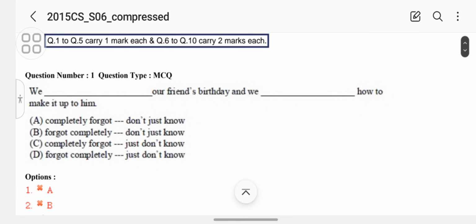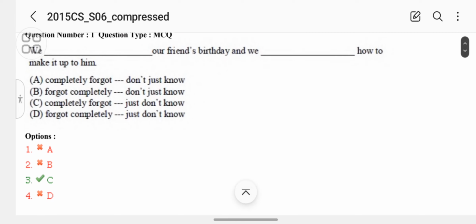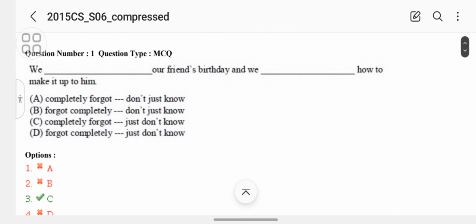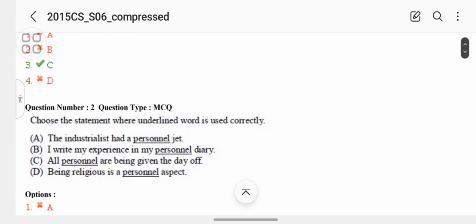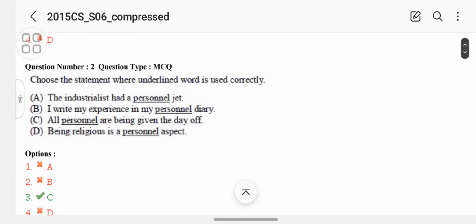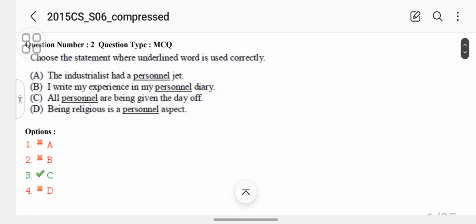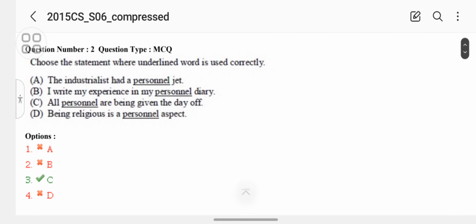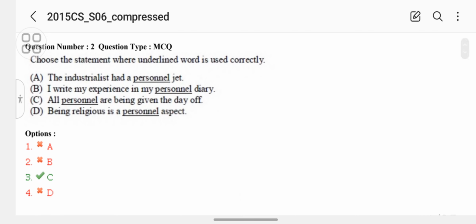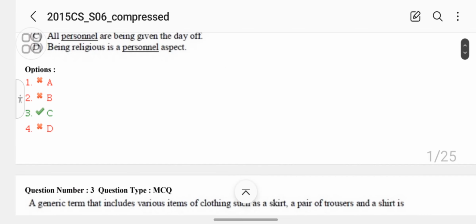So yeah, the first question is: we dash our friend's birthday and we dash how to make it up to him. For this, our answer is C. Basically, we completely forgot our friend's birthday and we just don't know how to make it up to him, right? So question number 2 is choose the statement where the underlined word is used correctly. For this, the answer is C, that is, all personnel are being given the day off.